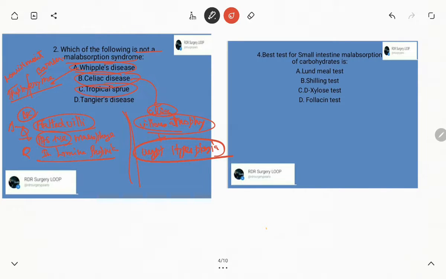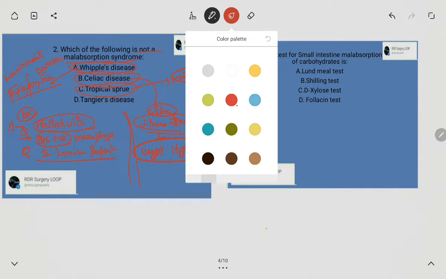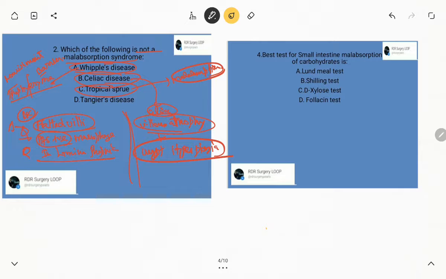Tropical sprue is another disease in which there is again malabsorption syndrome. Whereas Tangier disease is not associated with any malabsorption syndrome. So that is your answer. So what is Tangier disease?